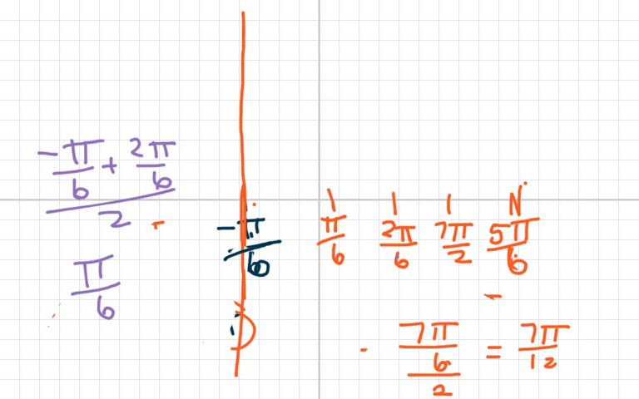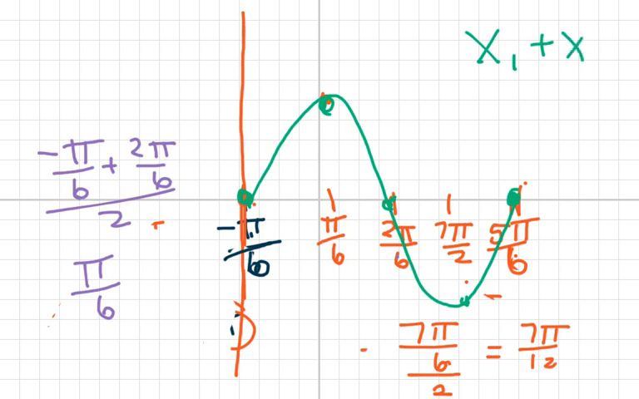And then you can draw your sine wave because you have your 5 points. I'll do it in green. And there it would be. So basically all you're doing is you're adding your two values up that you want to take the midpoint between and divide them by 2. It's taking the average.